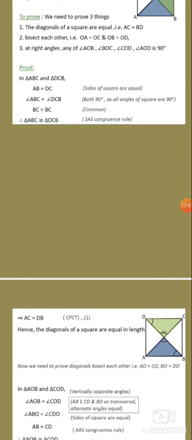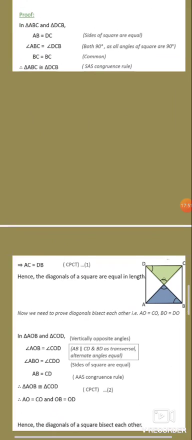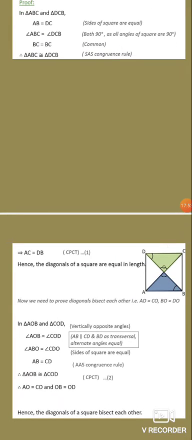Now we need to prove the diagonals bisect each other, that is OA is equal to CO and OB equal to OD. For that, first, in triangles AOB and COD, then angle AOB is equal to angle COD.